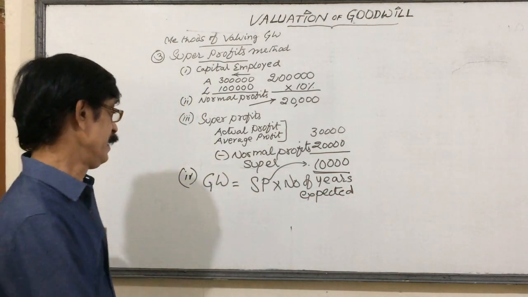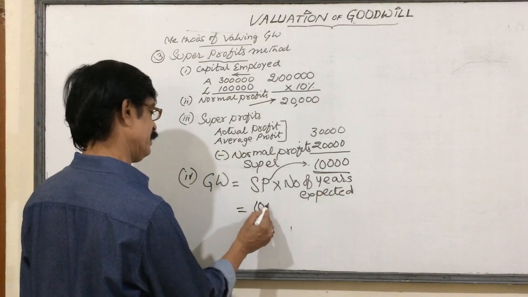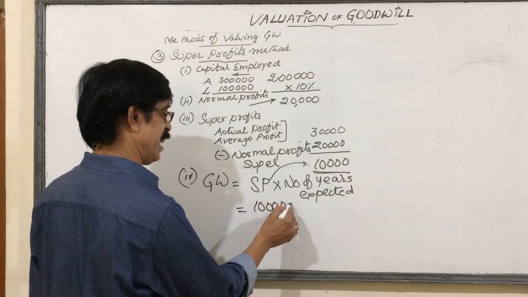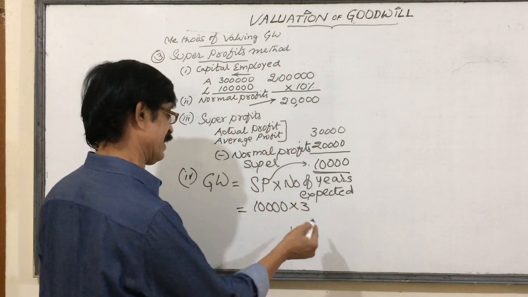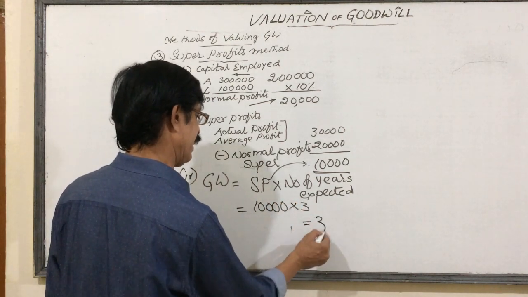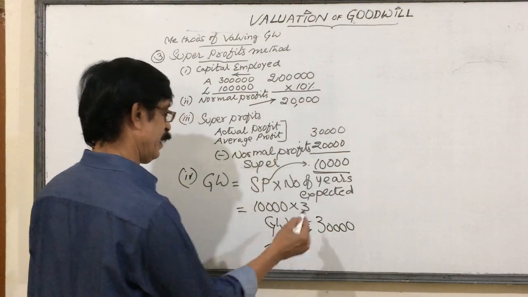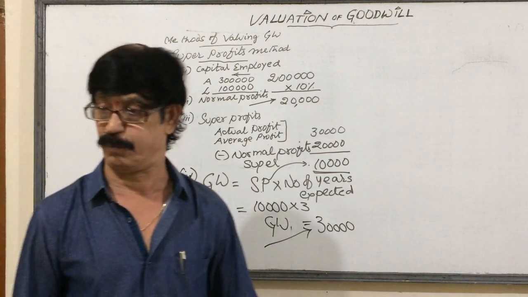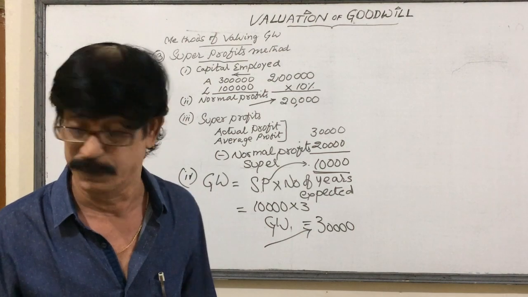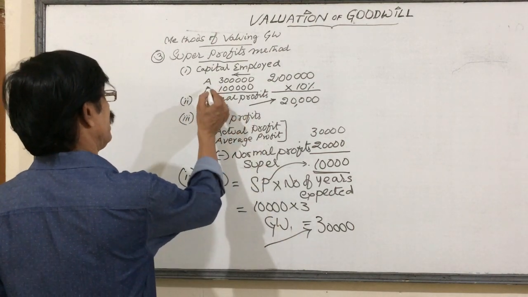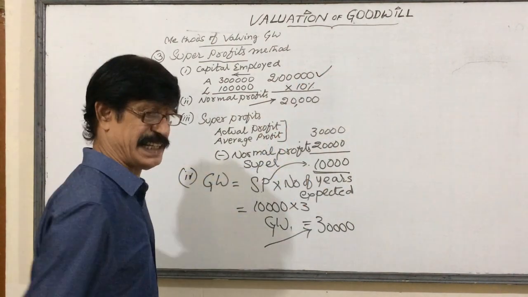Super profits into number of years expected. 10,000. Previously also I have taken 3 only. We are expecting more, coming 3 years. That's why 10,000 into 3, that is 30,000. This is called goodwill. Once again, first we have to find out capital employed in the business, in our business. How much capital we have? Total of assets minus total of liabilities. This is one way. 2 lakhs is the capital employed.